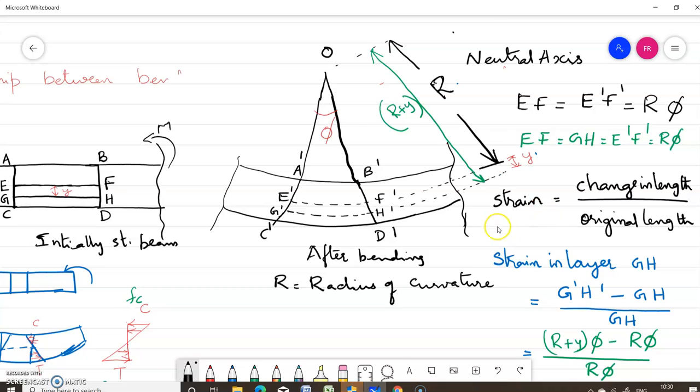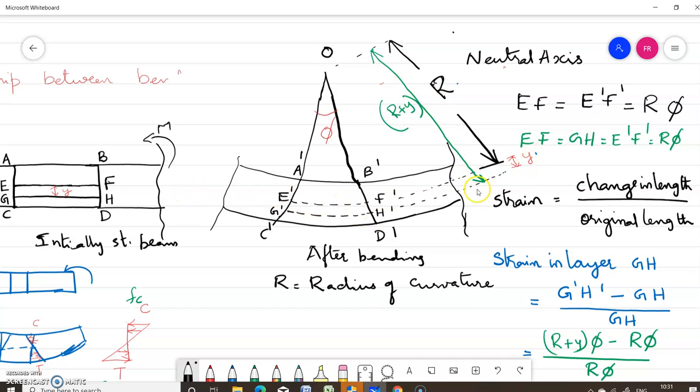Now we'll see what is the strain in this layer. What is the meaning of strain? Strain is equal to change in length by original length. Now this GH layer has changed its length to G dash H dash. So what is the change in length? Final length G dash H dash minus initial length GH, divided by original length GH. What is G dash H dash? This distance is R, the radius of curvature, and the distance of this layer GH from the neutral layer is equal to y.